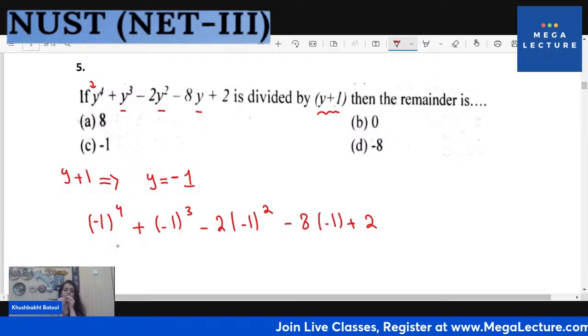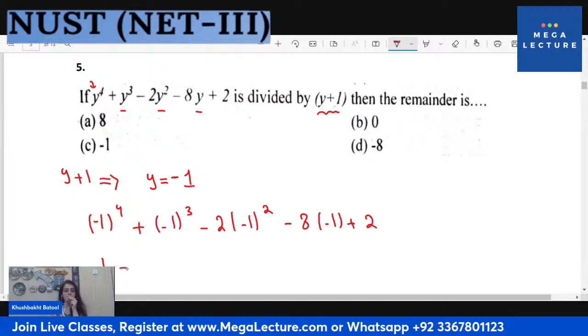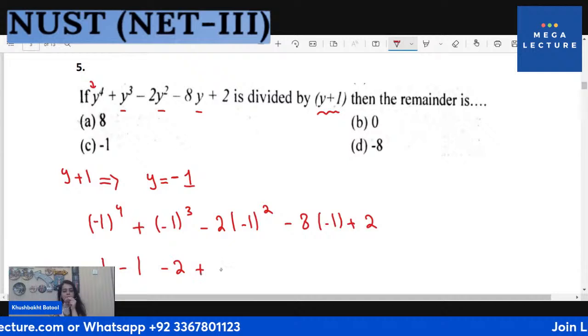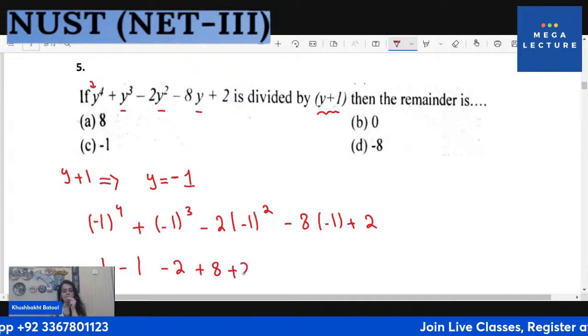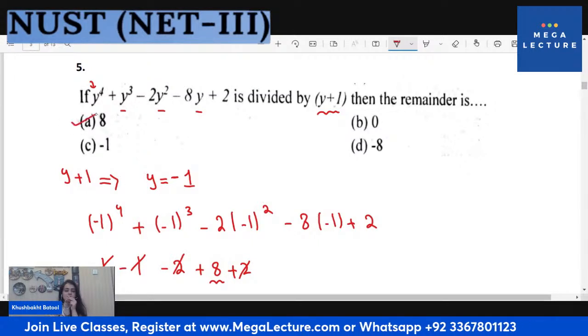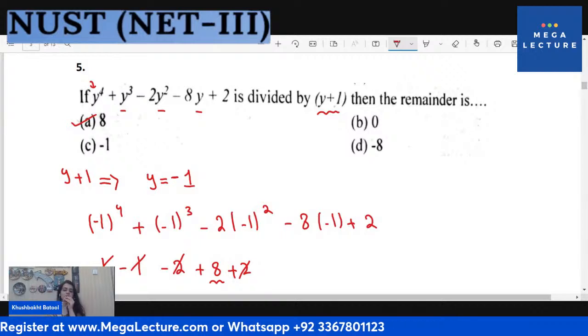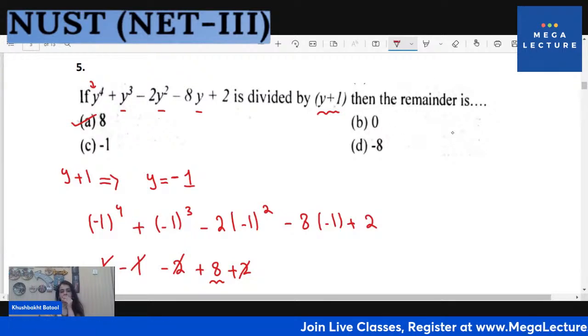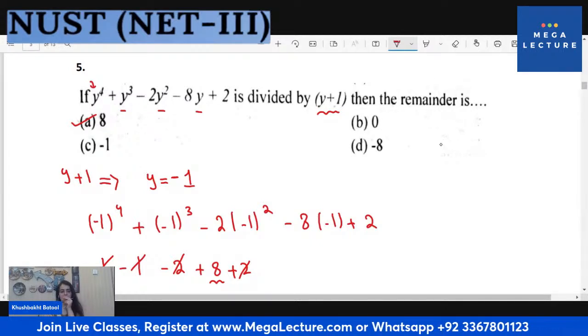So minus 1 to the power 4, if we have a negative number and the power is an even integer, it would be positive. Then minus 1. Then we are going to have minus 2 plus 8 and plus 2. 1 and this would be cancelled, this and this would be cancelled, and we are left with this 8. So the answer is going to be A. So it was simple. Step 1 was just plugging in the y value and simplifying this, and whatever you get as the answer, that would be your remainder. Okay, all right. So just look at it for a few seconds, and in case of any questions, please feel free to ask me directly.